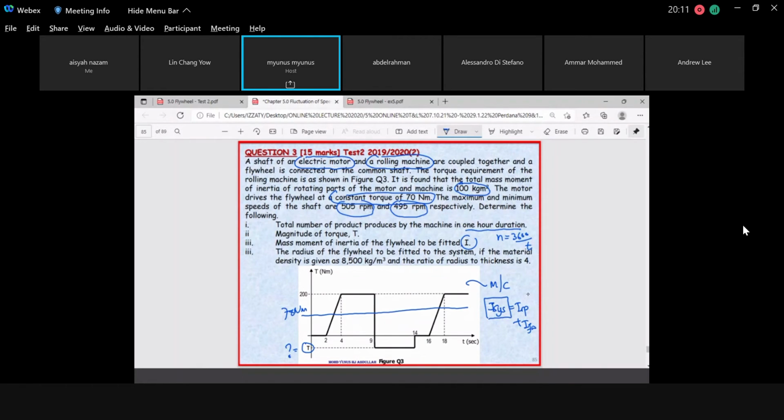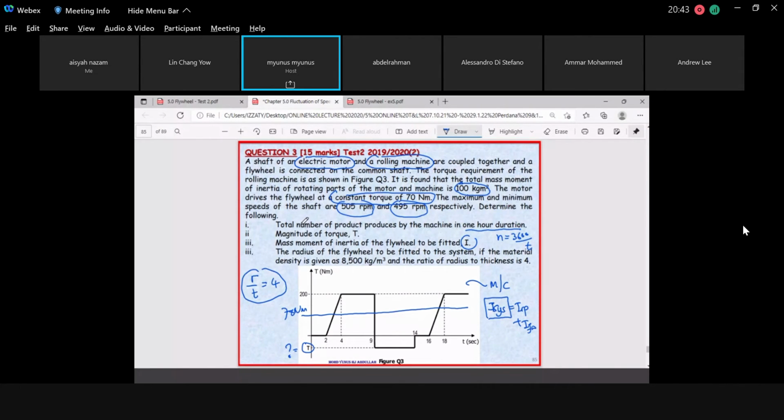Then what will be the radius of the flywheel to be fitted to the system if the material's density is given as 8,500 kilograms per meter cubed, and the ratio of radius to thickness is equal to 4? So the radius is basically 4 times the thickness. These are the points you have to understand before you start to solve the problem. So now let us do it together.